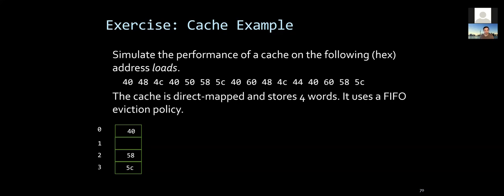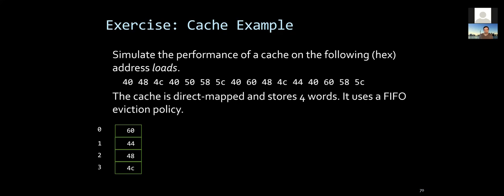And then 60 comes and evicts 40 again. Then 48 comes, and then 4C comes, and it evicts here. And then you see 44 comes, and it occupies that block that was fully unutilized all this time. Because it's a direct map cache, no other address could go into here. This was a waste of space for a long time, but there's nothing we can do under a direct map cache. And then we get 40, 60 again, right?